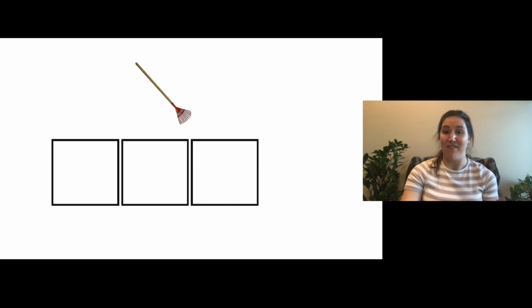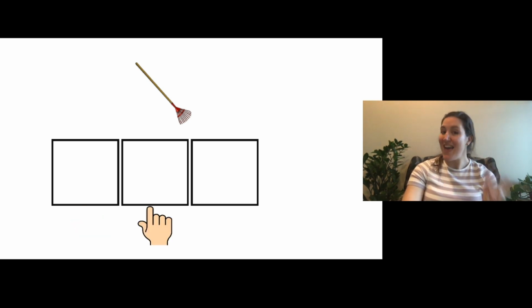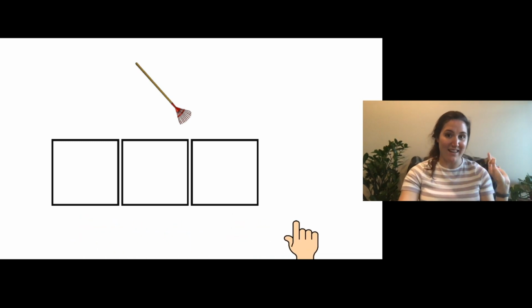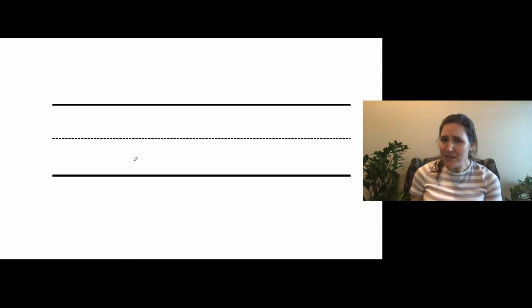This is a picture of a rake. Say rake. Good job. Tapping fingers up. R, A, K, rake. Now let's write the word rake. So what's the first sound we hear in rake? Yeah, R. Okay, so on your paper, write an R.